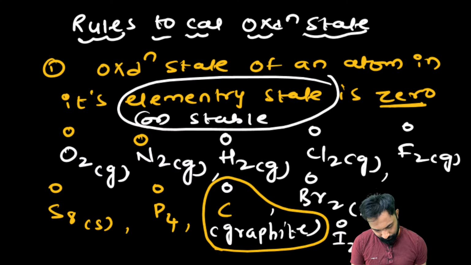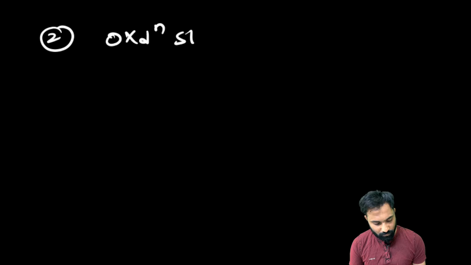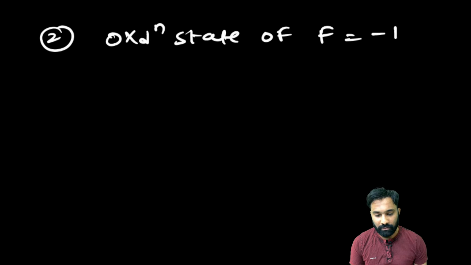Next, the very key point you have to remember is the oxidation state of fluorine. The oxidation state of fluorine is equal to -1. Why? Because it is the most electronegative element. It will readily take the electron and its oxidation number is always shown as -1, right?